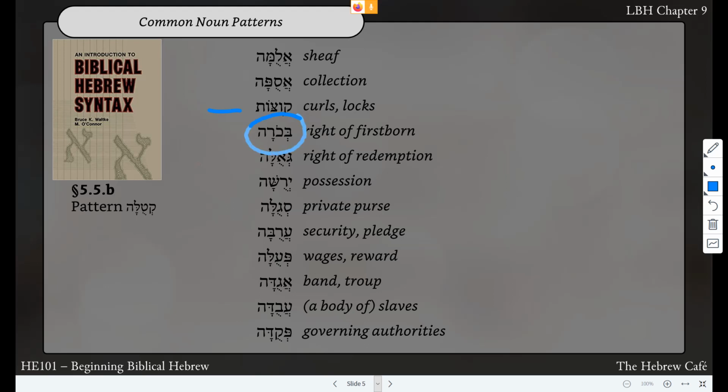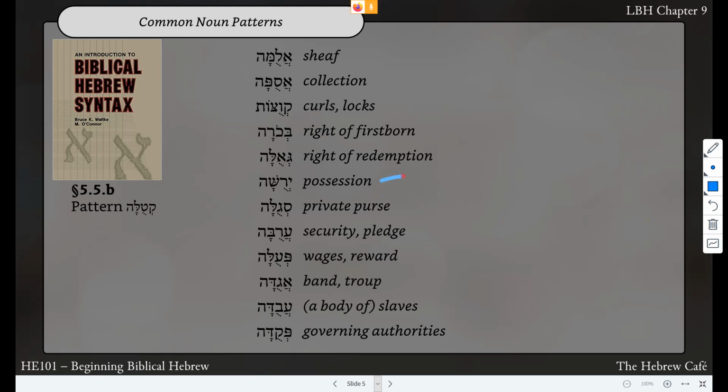Okay, this word is the same pattern, but the resh rejects the dagesh, and it becomes lengthened. Instead of u, it becomes o. So bechora. It's the right of the firstborn. Bechor is firstborn, so bechora is the right of the firstborn, like Jacob and Esau, where he sold his rights as firstborn. The word for redemption, geula.